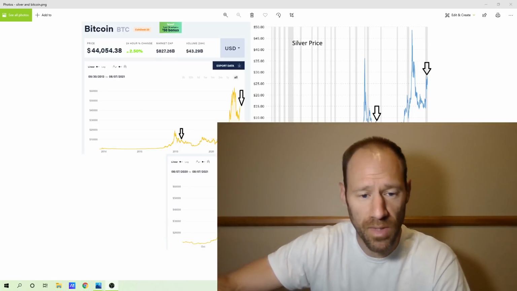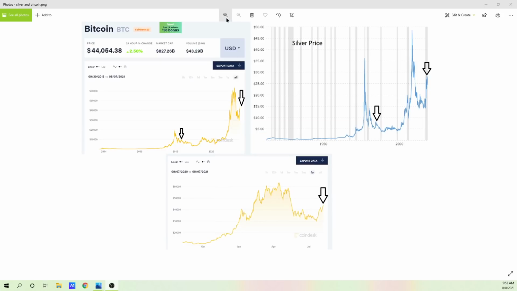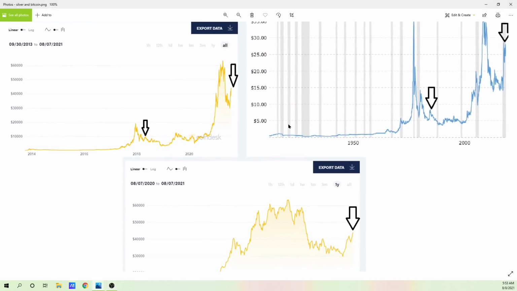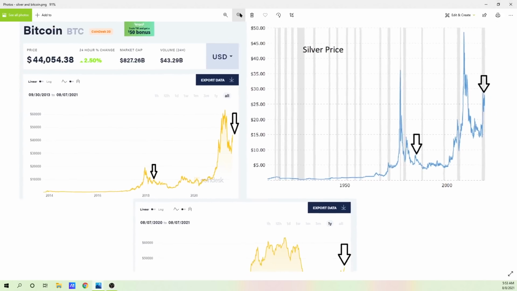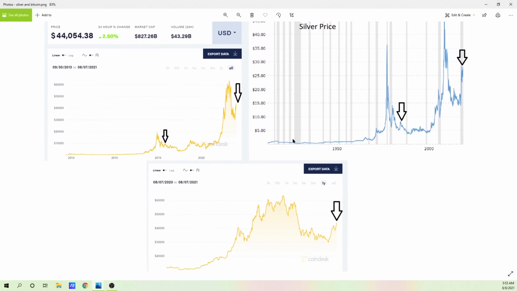So the first one I'm going to do, and I've got a bunch of them here. So here's Bitcoin. Let's zoom in. See if I can get all three in here like this. So Bitcoin here, silver price here, and this is a 1 year of Bitcoin zoomed in on this section here, and you can see the arrow is the same arrow.